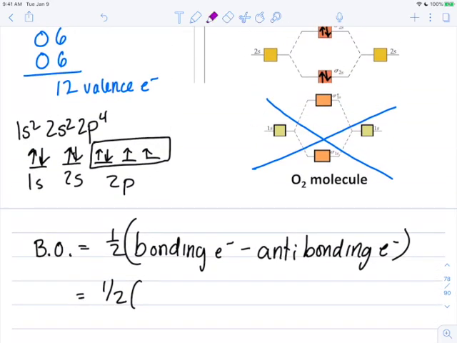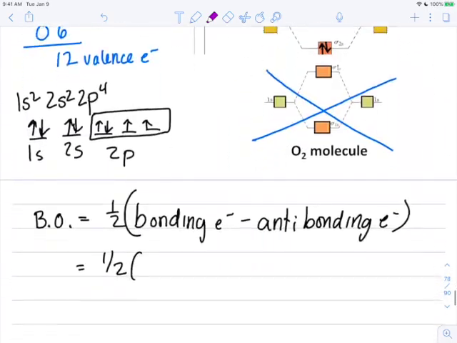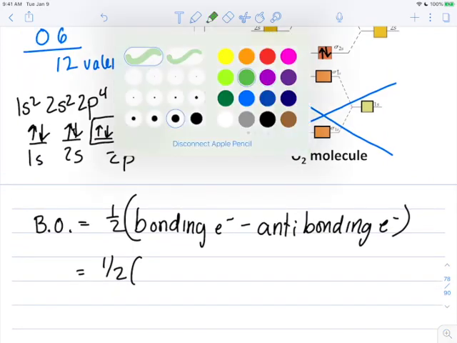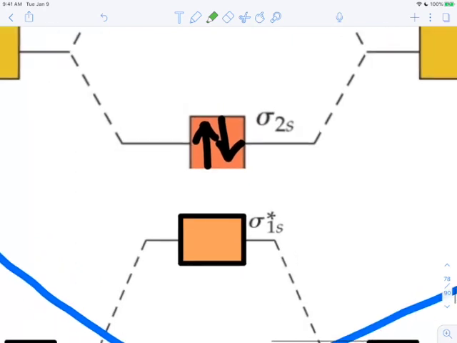So here we're going to do bonding minus antibonding. And I think last time I did bonding in green. All right, so let's go through and let's find our bonding electrons. So the one that's on the screen right now, is that bonding or antibonding? Excellent. So that'll be bonding, so I'm going to color that in green.